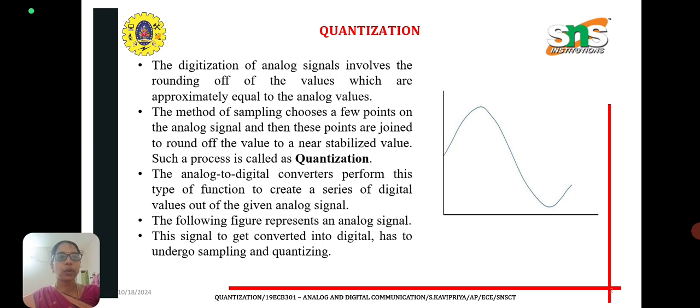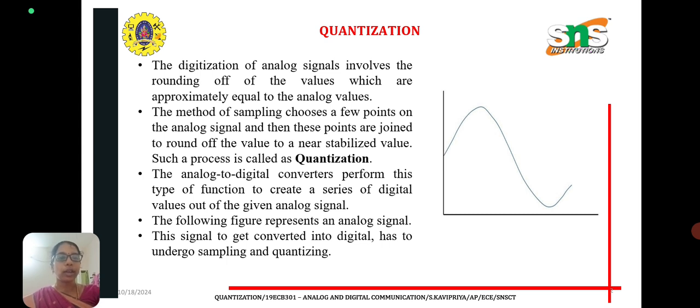So first, what is quantization? Digitization of an analog signal involves rounding of values to approximately equal the analog values. The method of sampling chooses a few points on the analog signal, and then these points are rounded off to the nearest stabilized value. Such a process is called quantization.